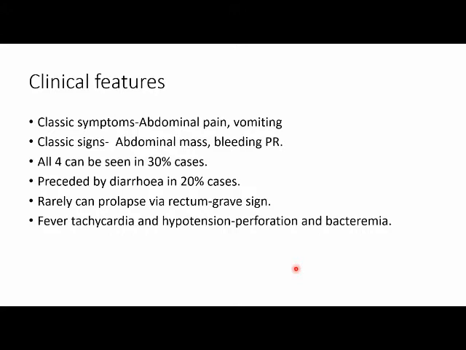Usually, in almost 20% of the cases, there will be a preceding history of diarrhea. And rarely there can be a prolapse of the intussusception, and the patient might present with a prolapsing mass via the rectum, which is always a grave sign. And the patients will have fever, tachycardia. If the patient has fever, tachycardia, and hypotension, you should always think about the possibility of perforation and bacteremia.